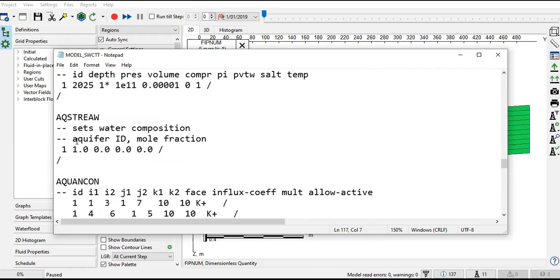And then this is also new, AQSTRIO, which sets water composition. So we will open with the aquifer ID. This is the ID1. We only have one aquifer, and this is the molar fraction. So it sets the water composition for the aquifer, and this is the aquifer ID and molar fraction. We only have one molar fraction, or 100, for the water itself.